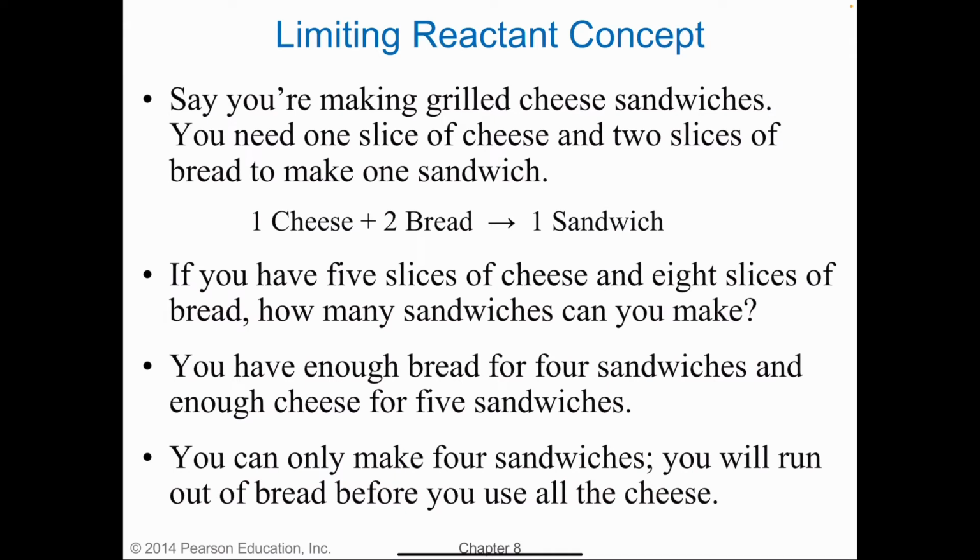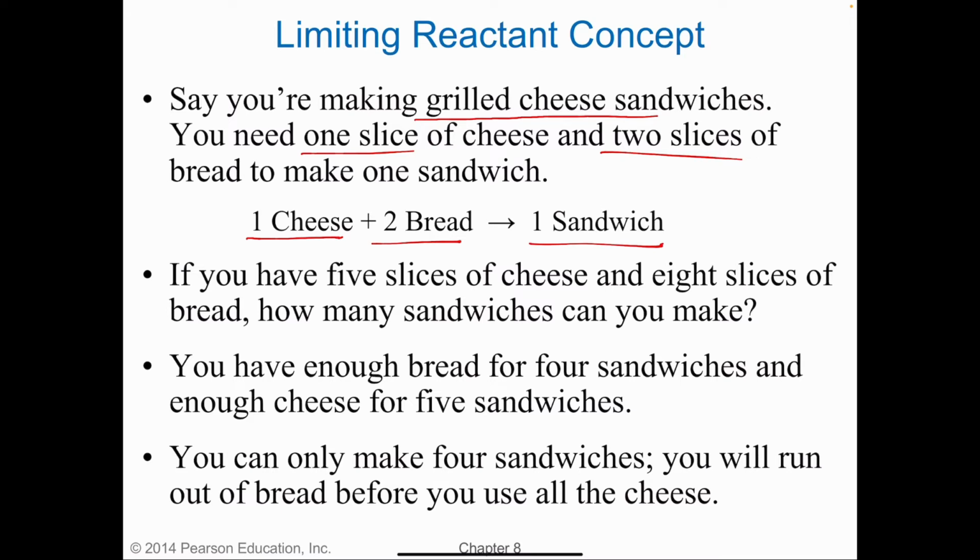So next up, limiting reactants. So what do we mean by a limiting reactant? Let's just pretend we're making some grilled cheese sandwiches. To make a grilled cheese sandwich, I mean, unless you really, really love cheese, you take 1 slice of cheese and 2 slices of bread. So 1 piece of cheese and 2 slices of bread makes a sandwich.